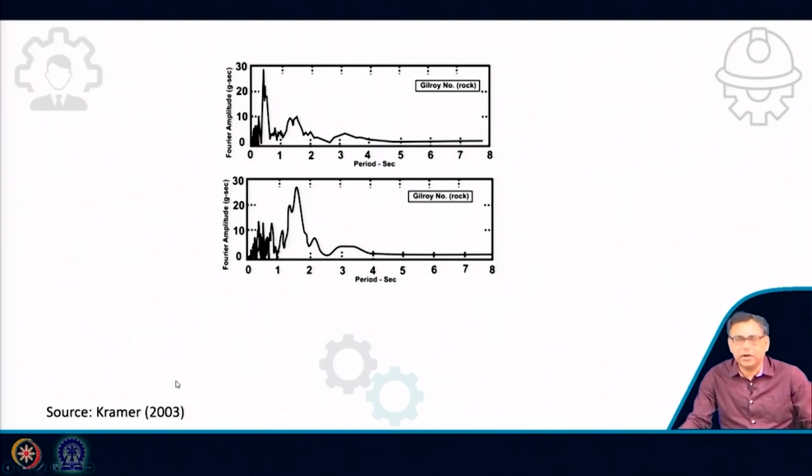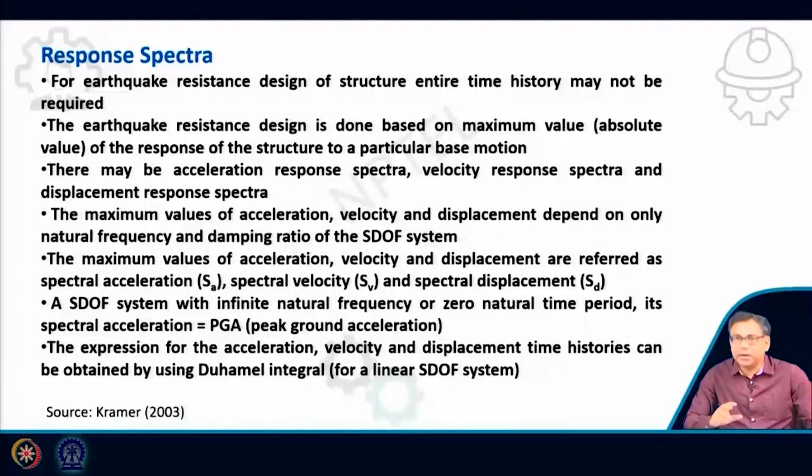So that I have already discussed, this is a plot between Fourier amplitude versus the frequency or the time period. Here, first we have to express it in the Fourier series, then from the Fourier series we will get the Fourier amplitude, and I have already discussed how we will get that. Then we have power spectra, and then we have response spectra.